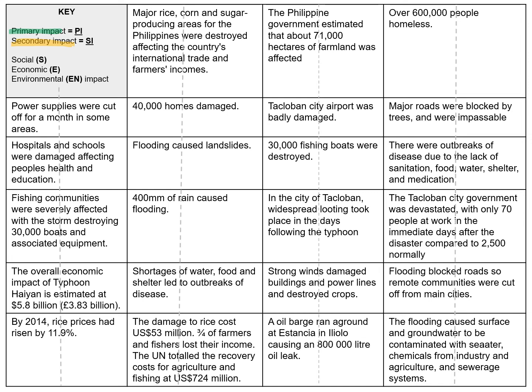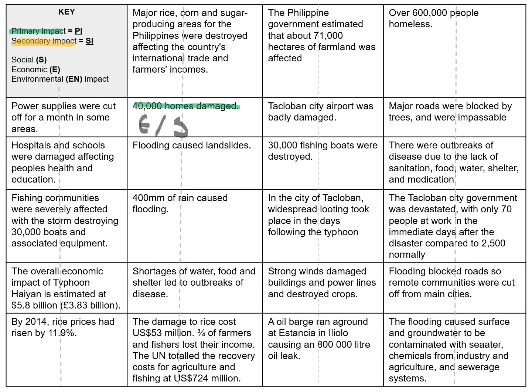So let's start with this one. 40,000 homes were damaged. They were damaged as a direct impact of the tropical storm, so this would be a primary impact. Now it's talking about homes, so if we were categorising this into social, economic or environmental, it's going to be economic because it's going to cost money to fix them, but it's also impacting people's lives, so it could also be social.